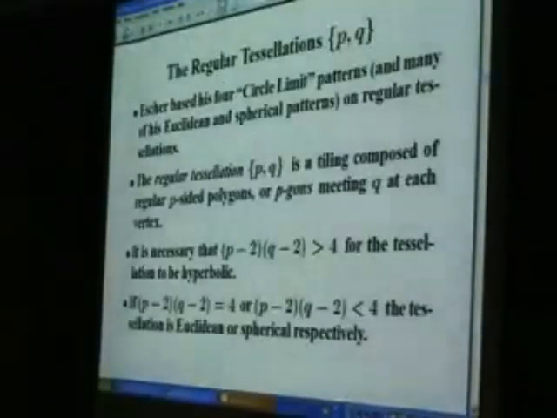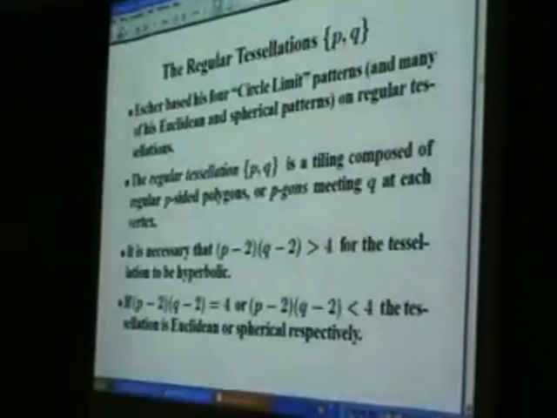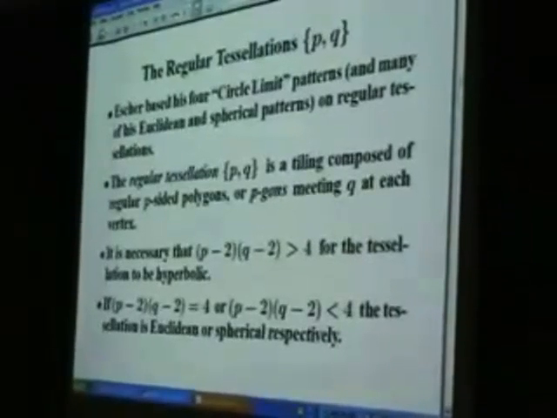Now, Escher's circle limit patterns were all based, and actually many of his Euclidean patterns, and I think all of his circular patterns are based on regular tessellations. This concept applies to all three of those classical geometries. Tessellation is regular.